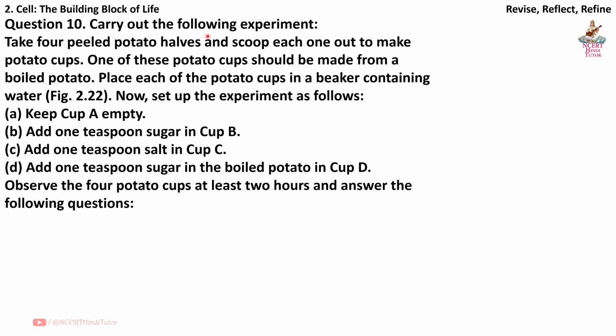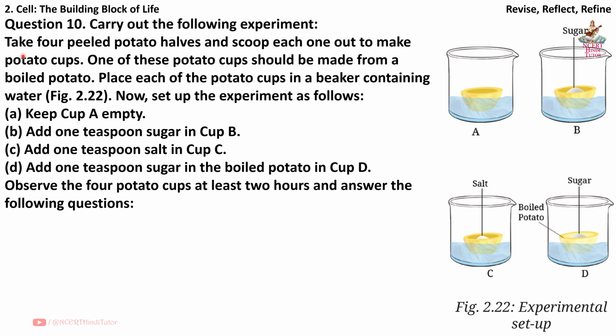Question 10. Carry out the following experiment. Take 4 peeled potato halves and scoop each one out to make potato cups. One of these potato cups should be made from a boiled potato. Place each of the potato cups in a beaker containing water, figure 2.22. This one, so this is the potato cup.